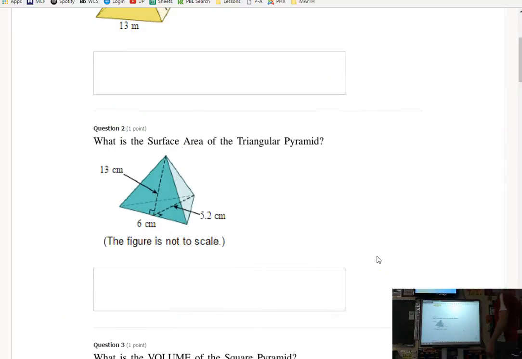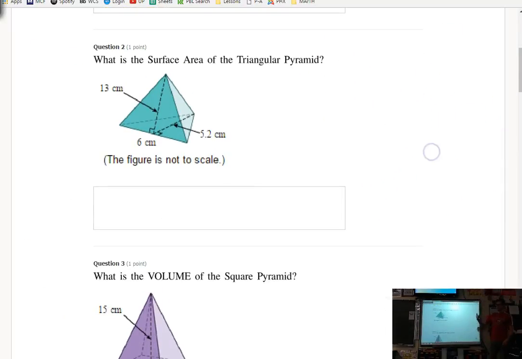On the process that we just took. Anyone confused how we found the area of the triangle or how we found the lateral area?